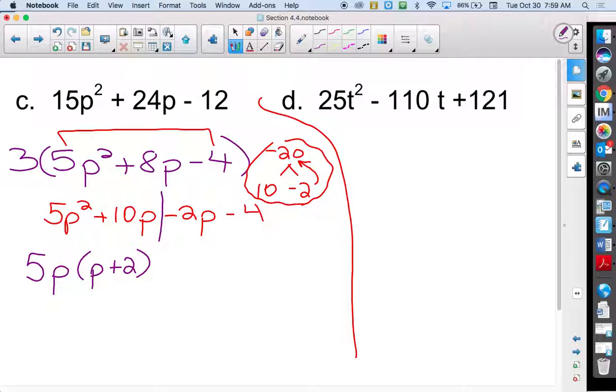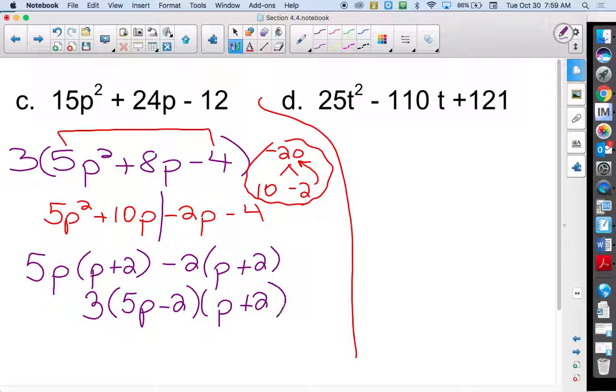Yeah. And then how about the second pair of numbers, Garrett? A negative 2. And you still have? And then what's your answer when you pull those together, Garrett? 3. You're right, good. Inside the parentheses, 5p minus 2, inside the parentheses, equals. Awesome. Nice job. So don't forget that 3 that we pulled out initially.